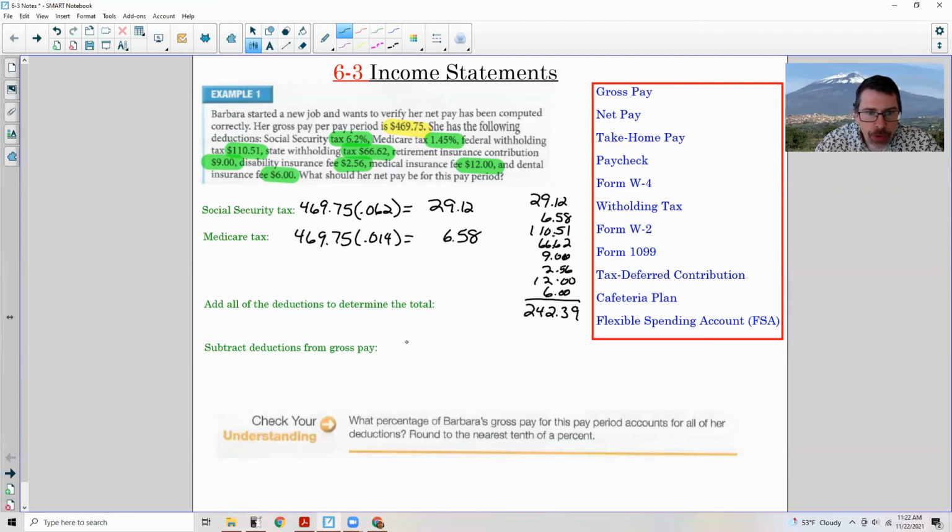Subtract deductions from gross pay. So I take that $469.75, which was gross, subtract $242.39, and I get 6, and this is now a 6, so 3, 9 minus 2, 6 minus 4, 4 minus 2. So after all of these deductions, take home pay is $227.36.